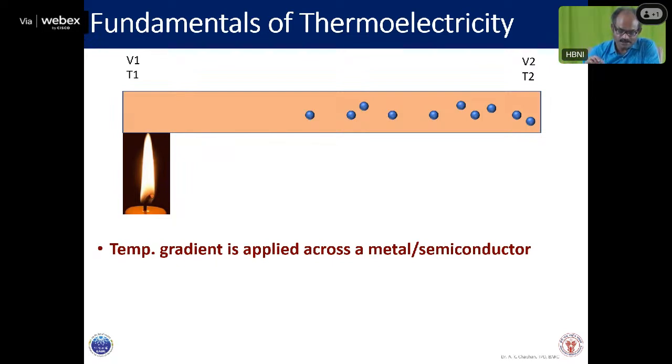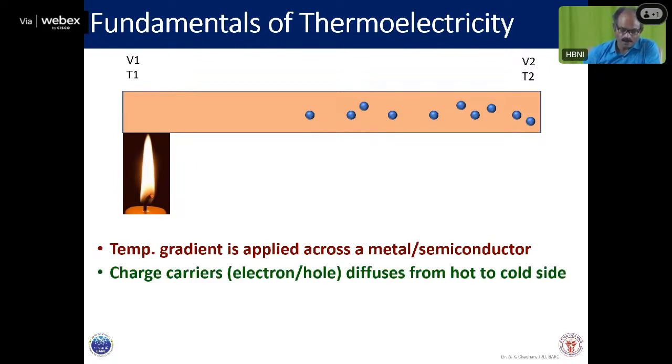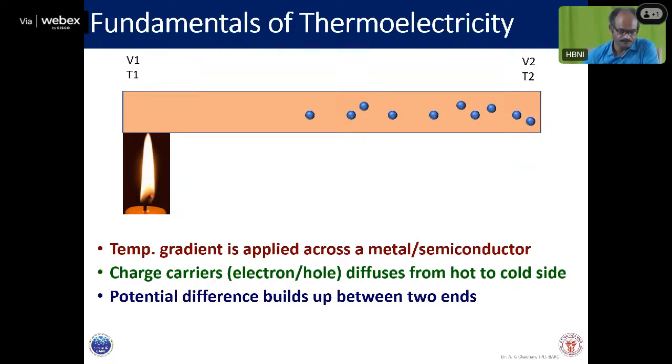So when a temperature gradient is applied across a metal or semiconductor also, the charge carriers, which can be electrons or holes in p-type, diffuse from the hot end to the cold end. And because of this diffusion or movement, a potential difference builds up between these two ends. So this is how we get V2 minus V1.